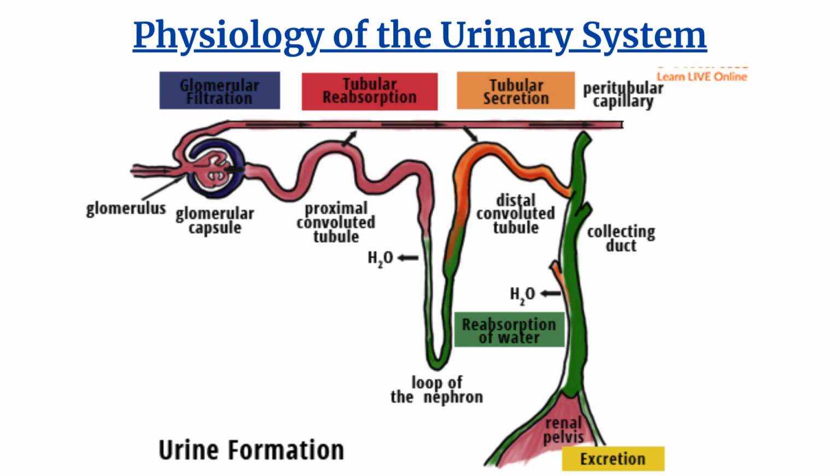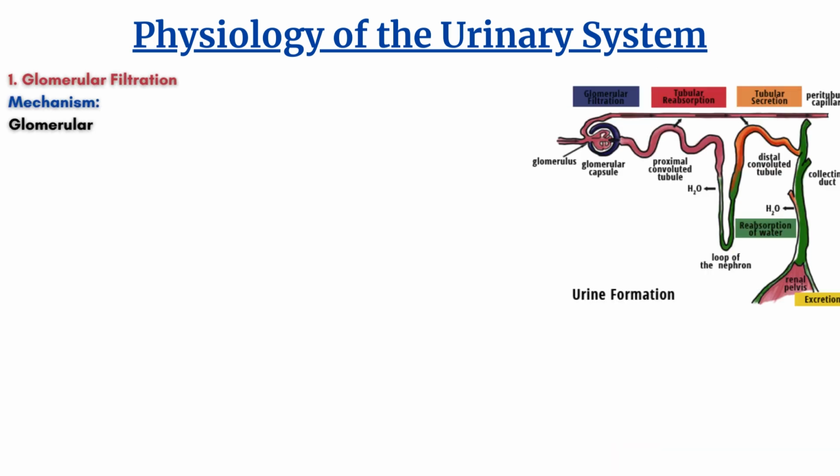The process of urine formation involves four key steps: glomerular filtration, tubular reabsorption, tubular secretion, and excretion. Each step plays a crucial role in the body's ability to regulate fluid and electrolyte balance, remove waste products, and maintain overall homeostasis.